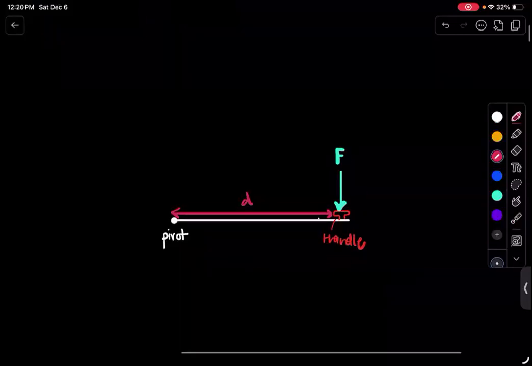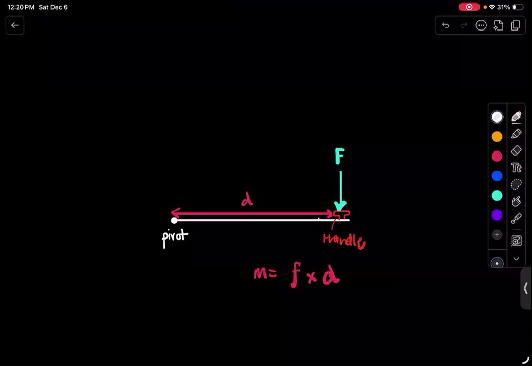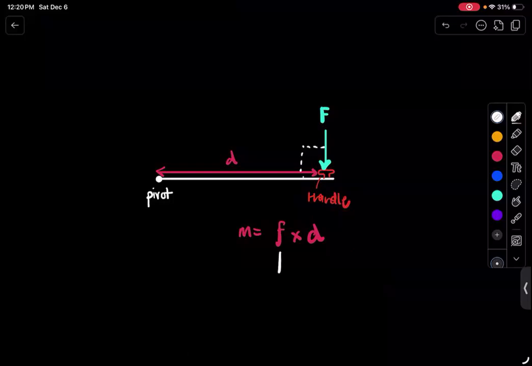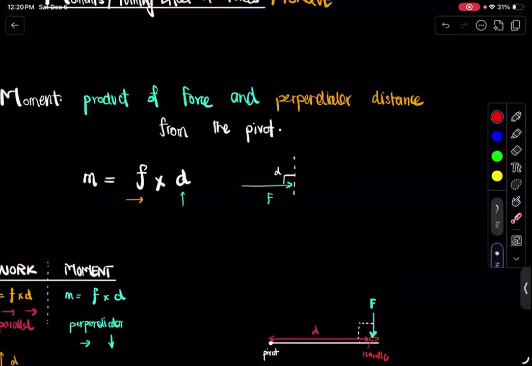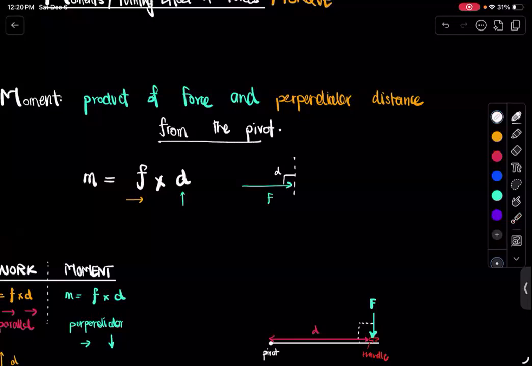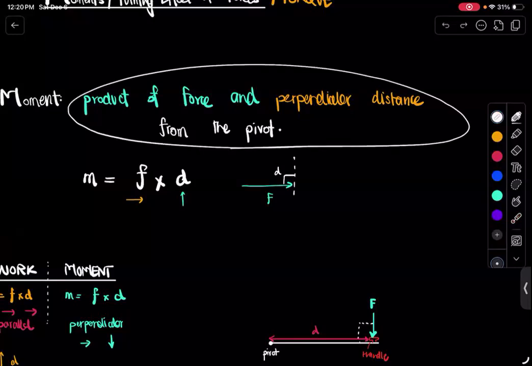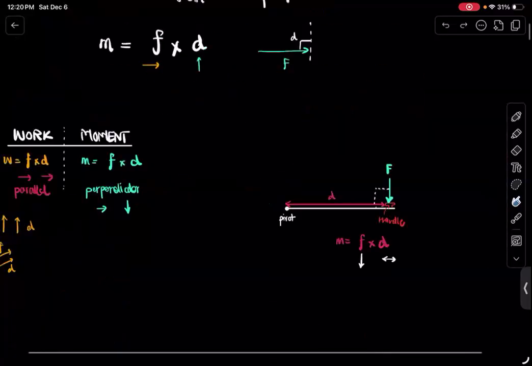So that means moment is equal to force multiplied by the distance. And you've noticed that they have a 90-degree angle between them. So if force is in this direction, then distance is going to be exactly like this. Why? The definition was the product of force and perpendicular distance from the pivot. Every single word in this statement is extremely important.